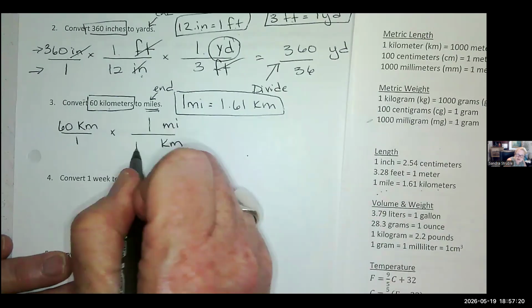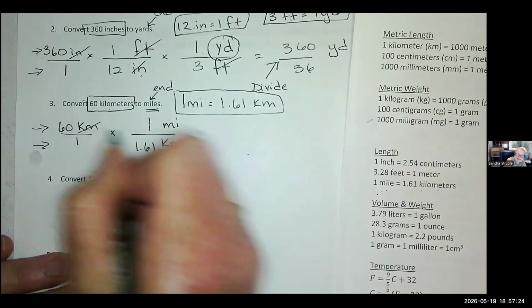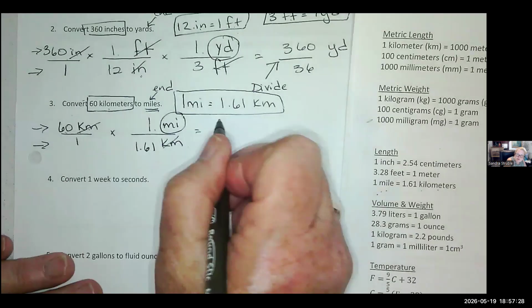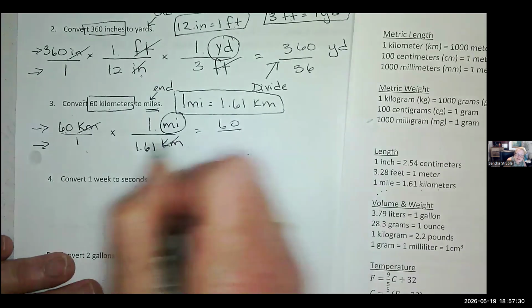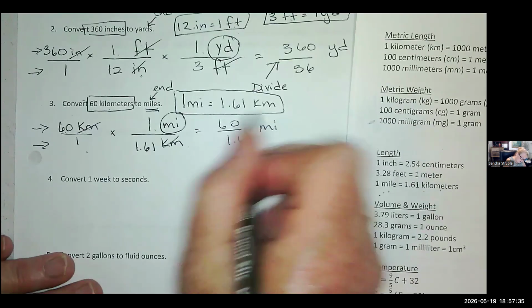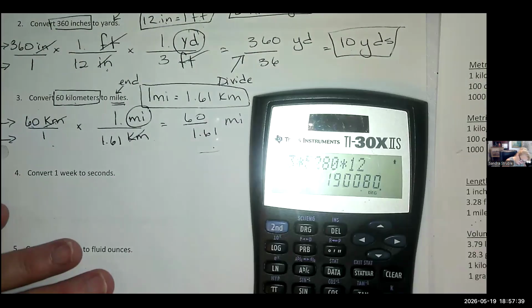Remember, you multiply straight across. When you do that, kilometers are gone. You're left with miles. 60 times 1 is 60. 1 times 1.61 is 1.61. Do not leave it like this. The decimals and fractions do not go together. We need to divide. 60 divided by 1.61 is 37.267.